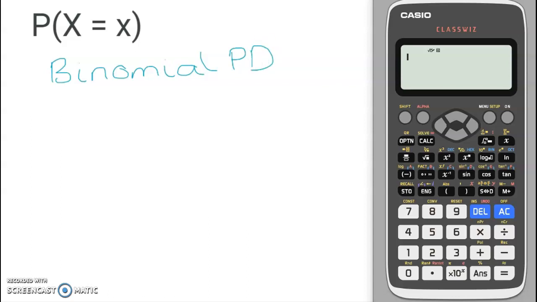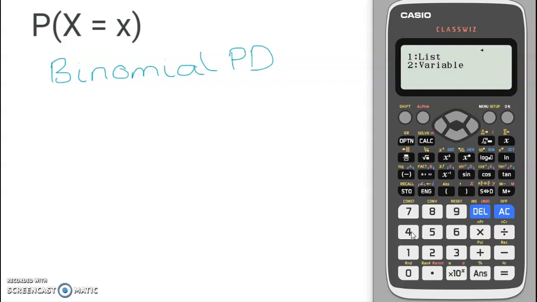To find the binomial PD function, we go to Menu and scroll down to Distributions, which should be number 7. We then look through the list to find number 4 is binomial PD. You should then be prompted with the option of either choosing list or variable. Either of these are sufficient. List will give you multiple answers simultaneously. Variable will give you one answer at a time.